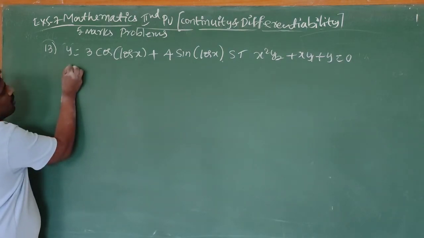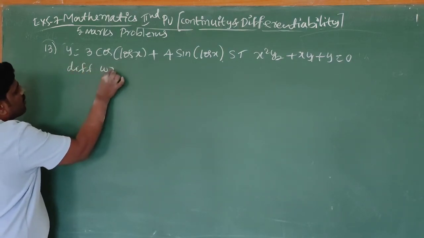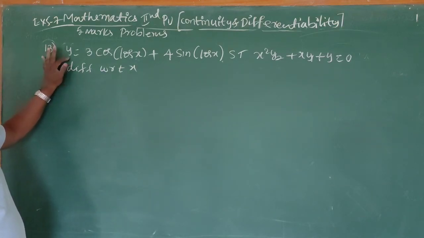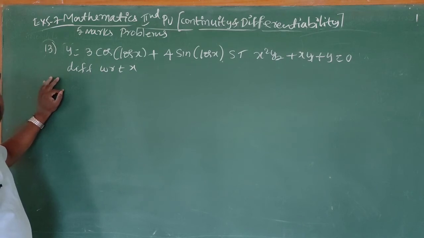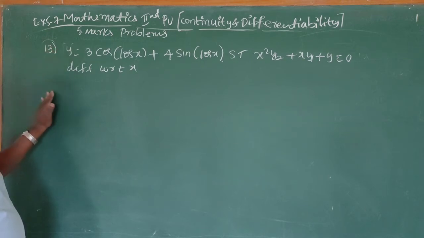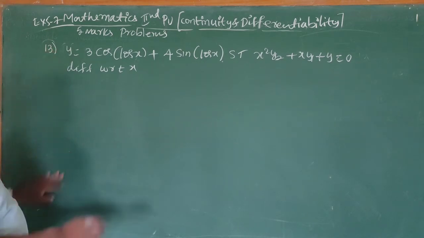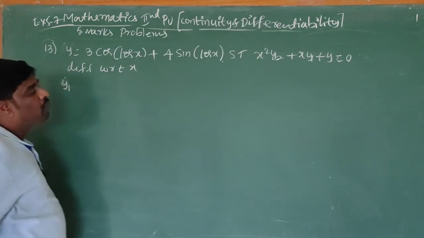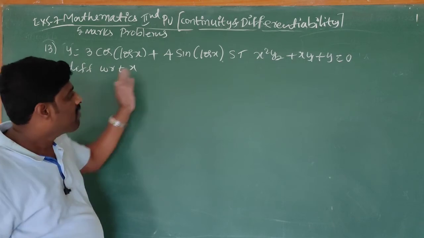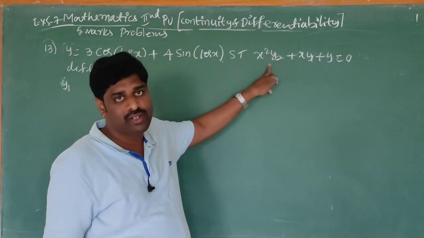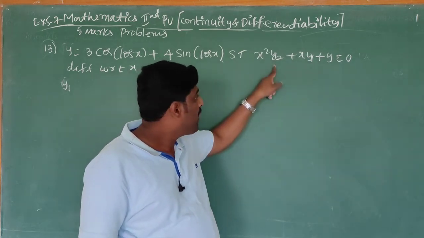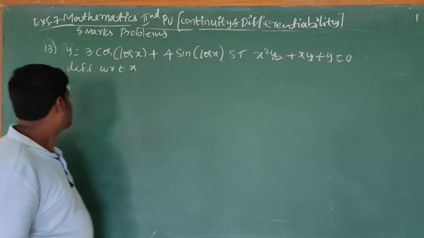So now differentiate with respect to x. Already I told, y differentiation is y1 or dy by dx. Both are same. Y differentiation is dy by dx or y1. Why should we take y1? Because your answer is in the form of y1 and y2. Y1 is dy by dx, y2 is d square y by dx square.